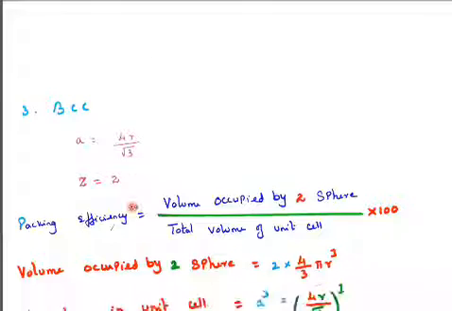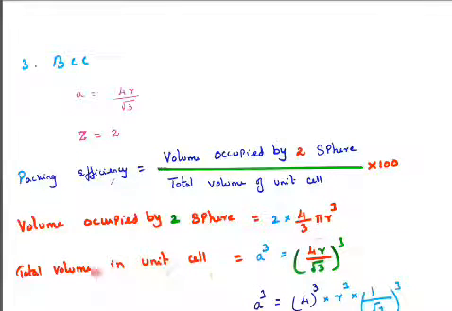Next, BCC type: a equals 4r by root 3. The number of atoms per unit cell is equal to 2 for BCC. So the packing efficiency equals the volume occupied by 2 spheres divided by the total volume of the unit cell, into 100. Volume occupied by 2 spheres is 2 into 4 by 3 pi r cubed. Then the total volume of the unit cell equals a cubed. That is already given, a equals 4r by root 3, so 4r by root 3 the whole cube.